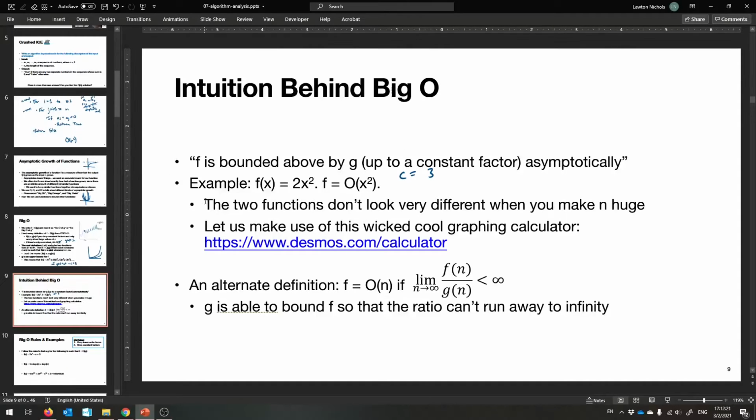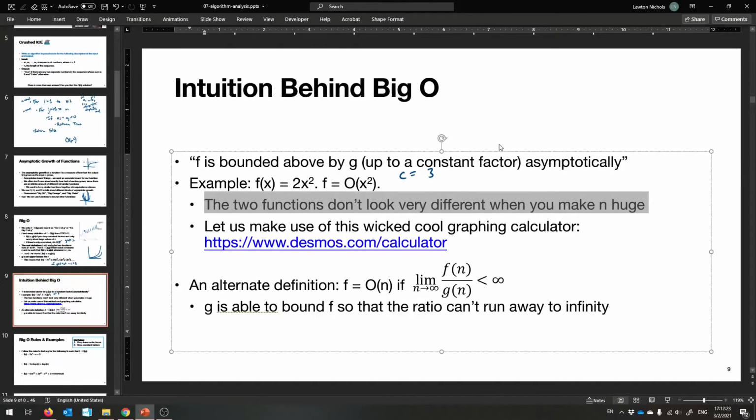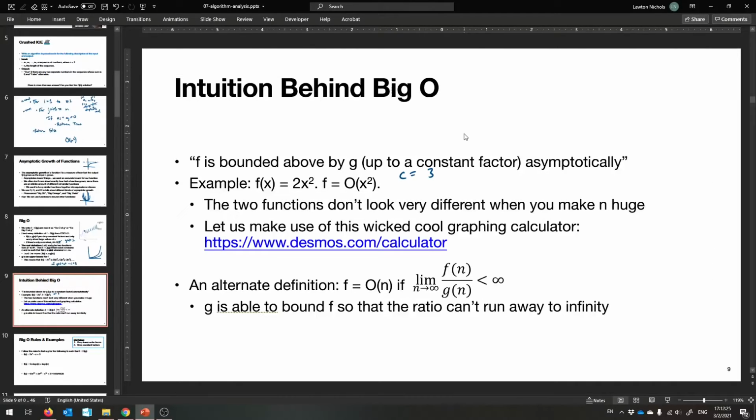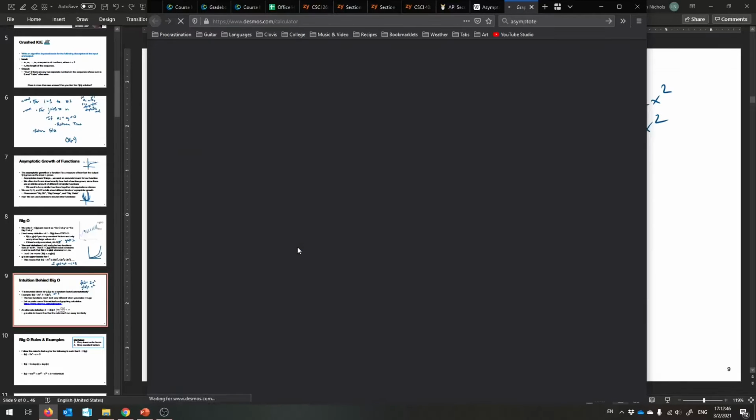So the concept or the intuition comes from zooming out on the graphs of these functions. Like you have f of x equal to 2x squared and g of x equal to just plain x squared. When you zoom out, these don't look very different, and that's the point. That is the point of big O. That's really the point of big theta, but we're going to get there. Don't worry.